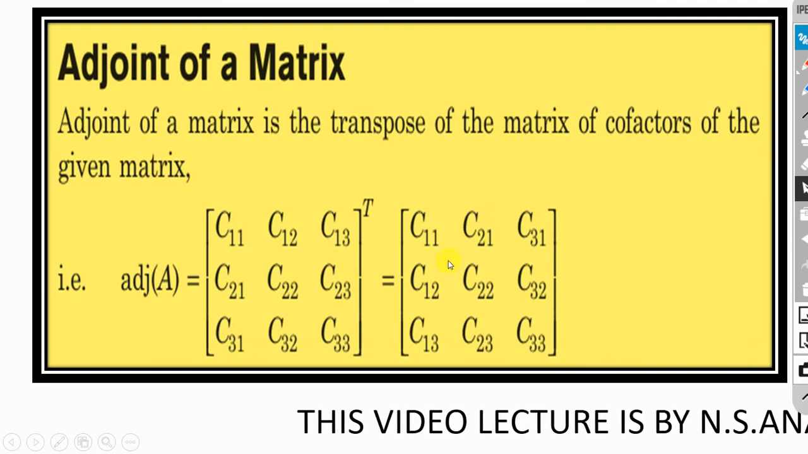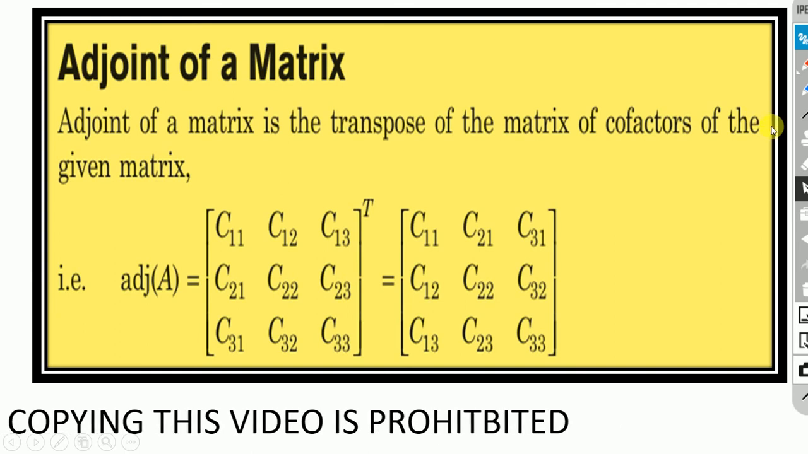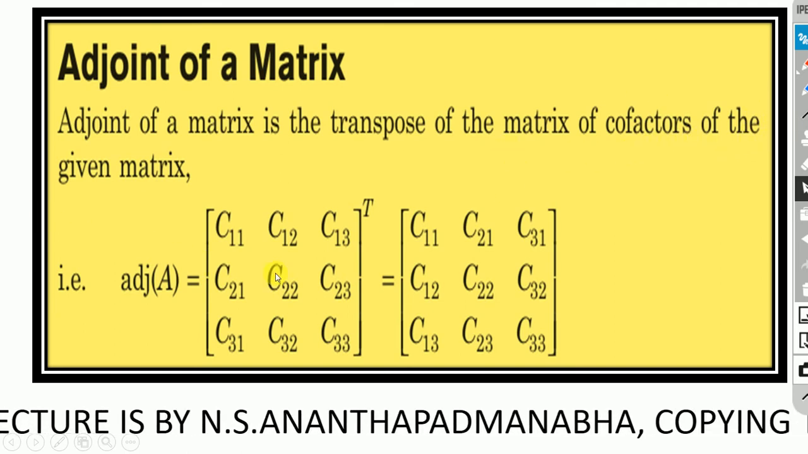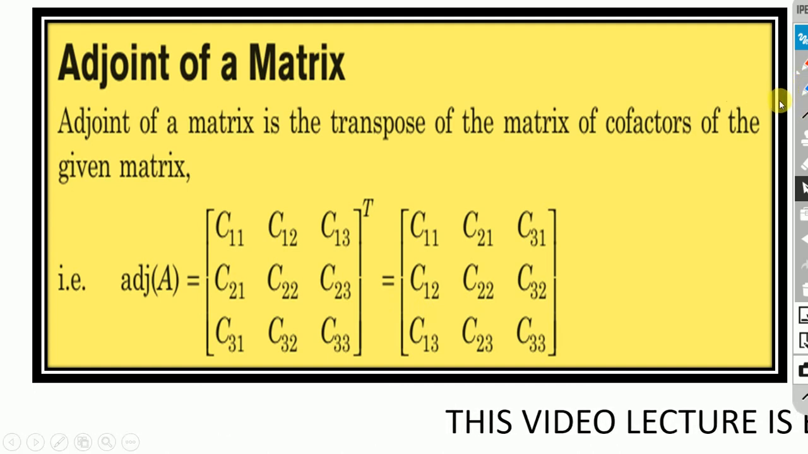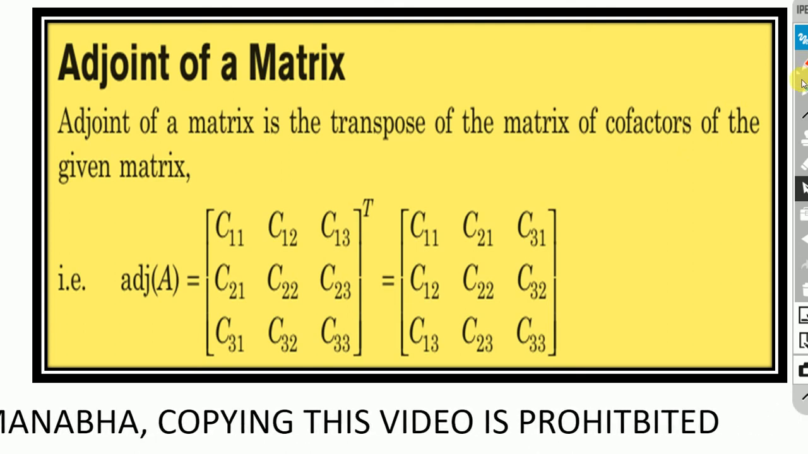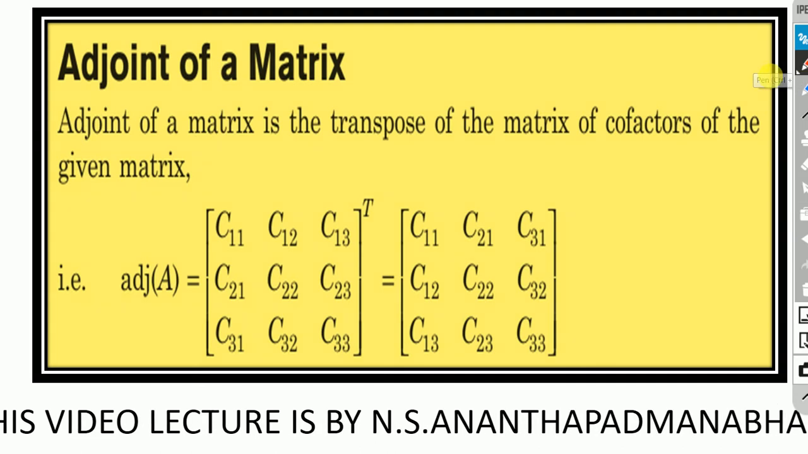Now let us see what is the adjoint of a matrix. The adjoint of a matrix is the transpose of the matrix of cofactors of the given matrix. We know what is a minor and cofactor. So I have to consider the cofactor matrix first, and I have to take the transpose of that particular matrix to get the adjoint of A.